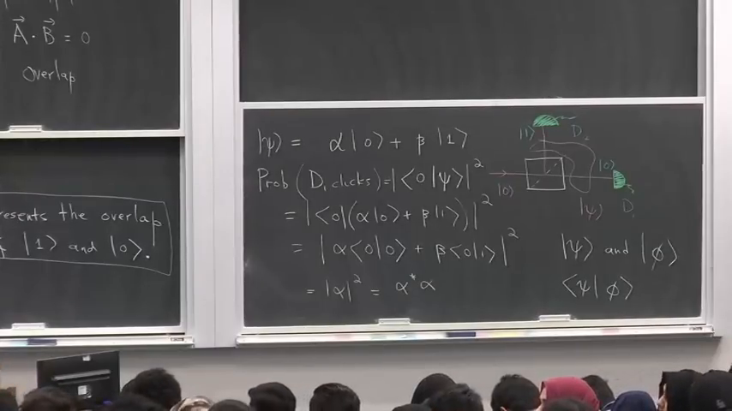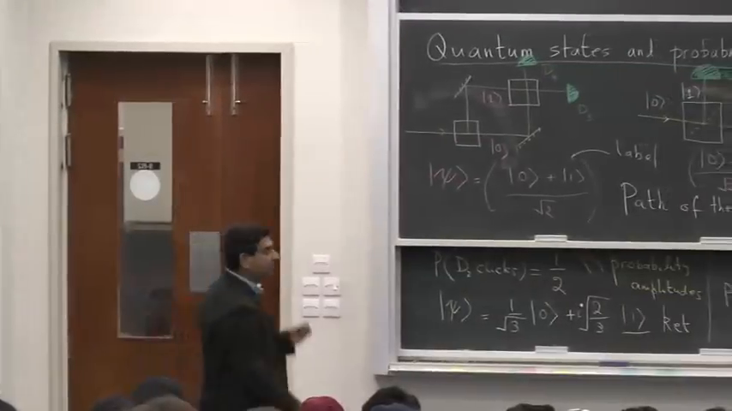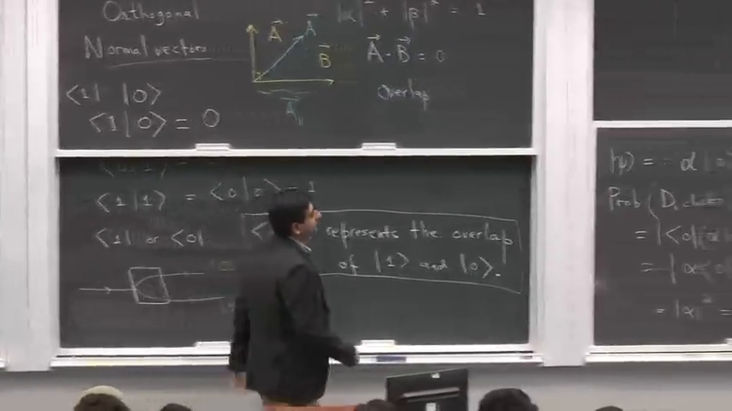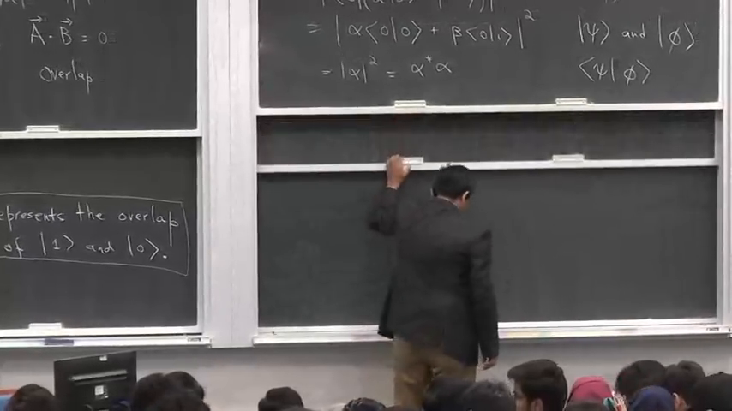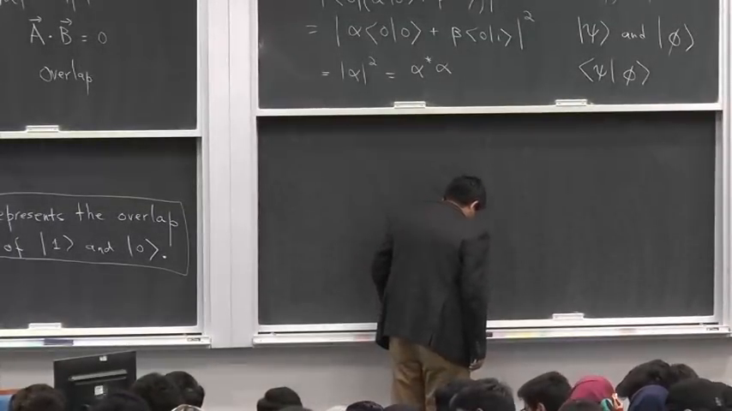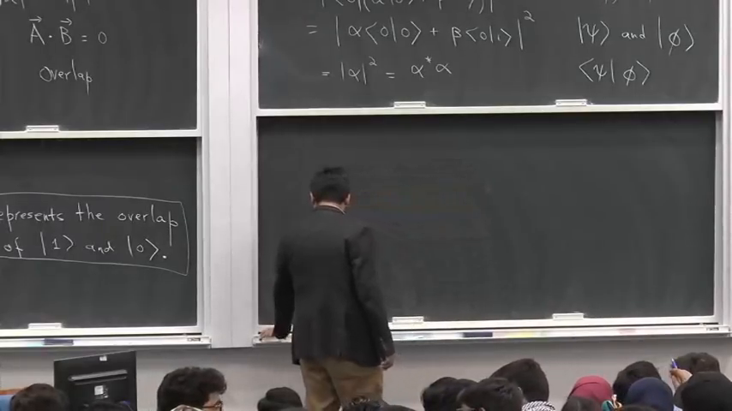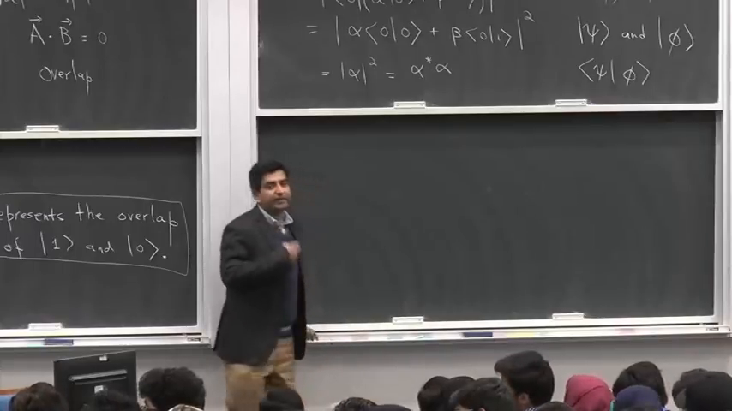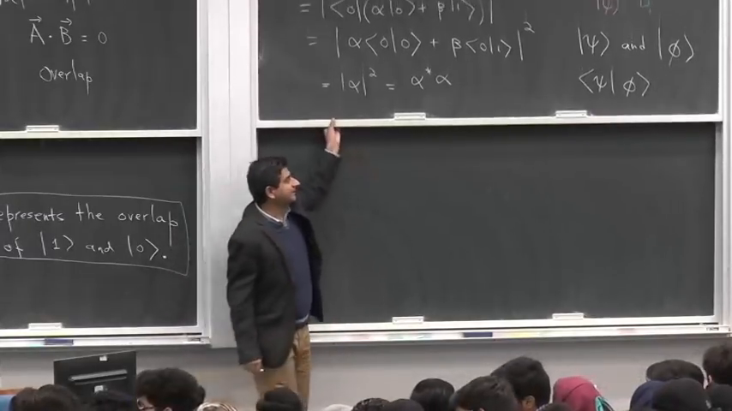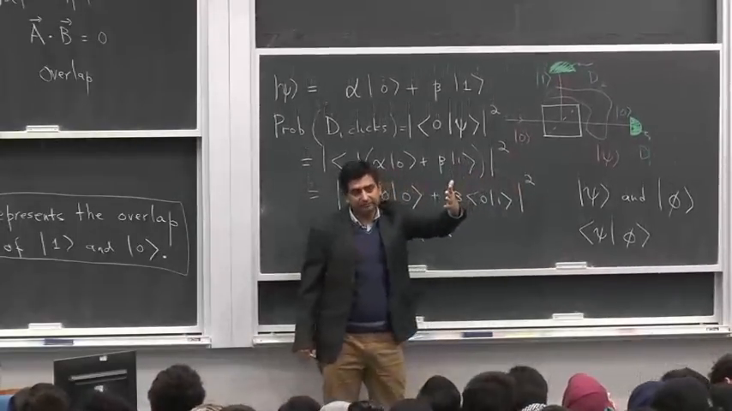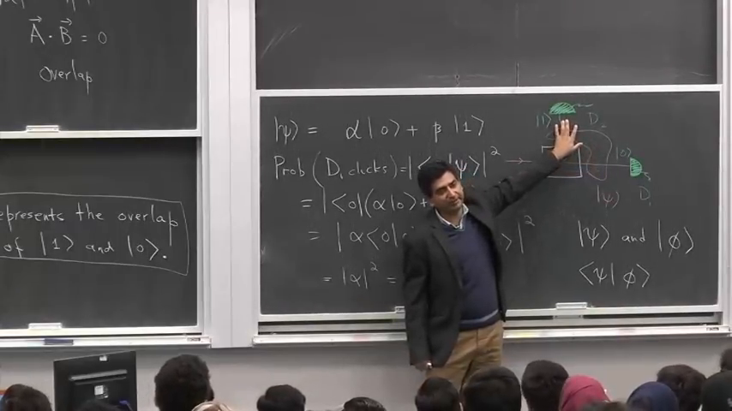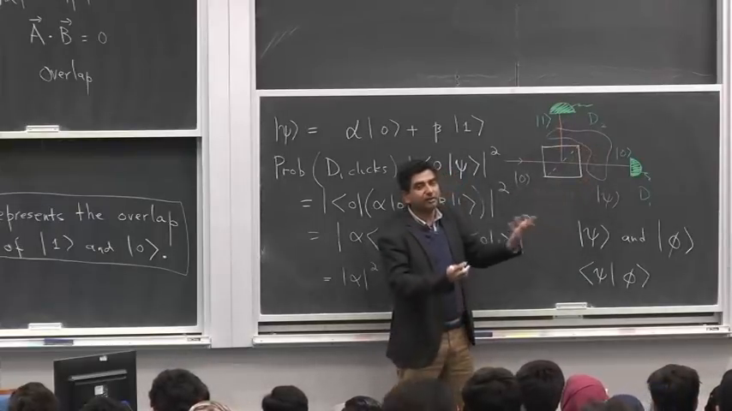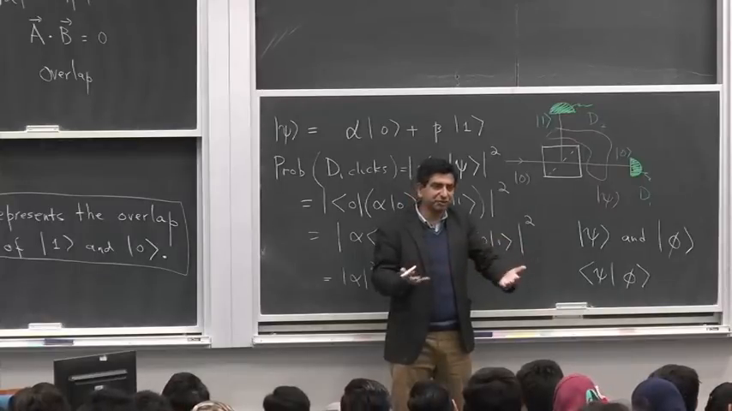I hope all of you will convince yourself with a simple calculation that the probability the detector D2 clicks is beta modulus squared. So there is an alpha modulus squared probability that this detector is going to click, and a beta modulus squared probability that this detector is going to click. And alpha and beta depend upon the physical device, what kind of superposition the beam splitter creates.